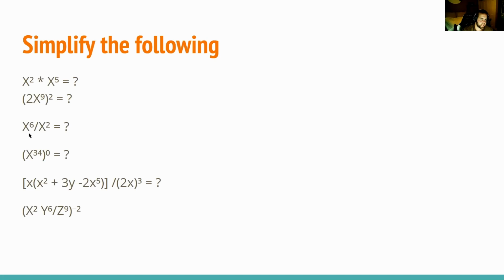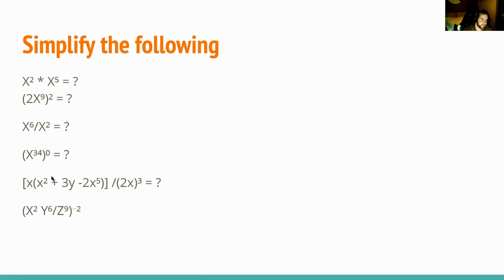This is x to the power of 6 divided by x to the power of 2. So that's x to the power of 4. And then this one's to the power of 0. So obviously this is going to be 1. Anything to the power of 0 is equal to 1. For this one, this looks pretty complicated. You would have to take your time for this.